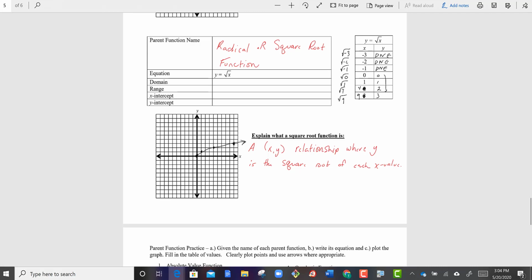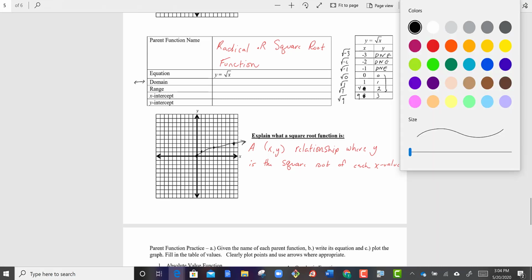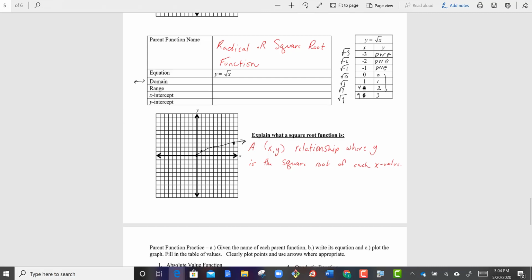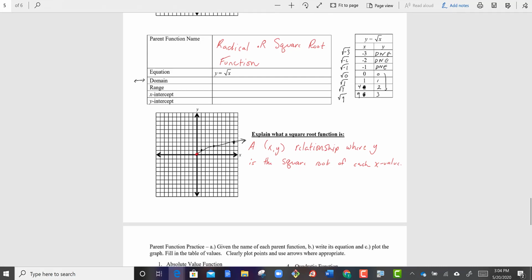So when we list the domain, this is our first graph that does not have a negative to positive infinity domain. That's because it has a leftmost point. It doesn't go past this point. It doesn't go to the left of the origin. So that means the domain starts at 0, and we're going to put a square bracket around 0. But it is moving to the right forever.